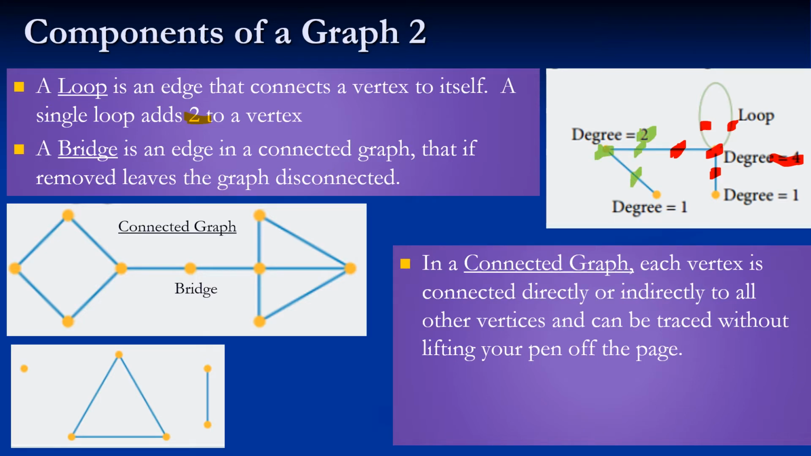Now in a connected graph, each vertex is connected directly or indirectly to all other vertices and can be traced without lifting your pen off the page. So this is what we call a connected graph. This one down here is obviously not a connected graph. This line here is what we call a bridge. And a bridge is an edge in a connected graph that if removed, leaves the graph disconnected. So that edge that joins essentially 2 different graphs is called a bridge.